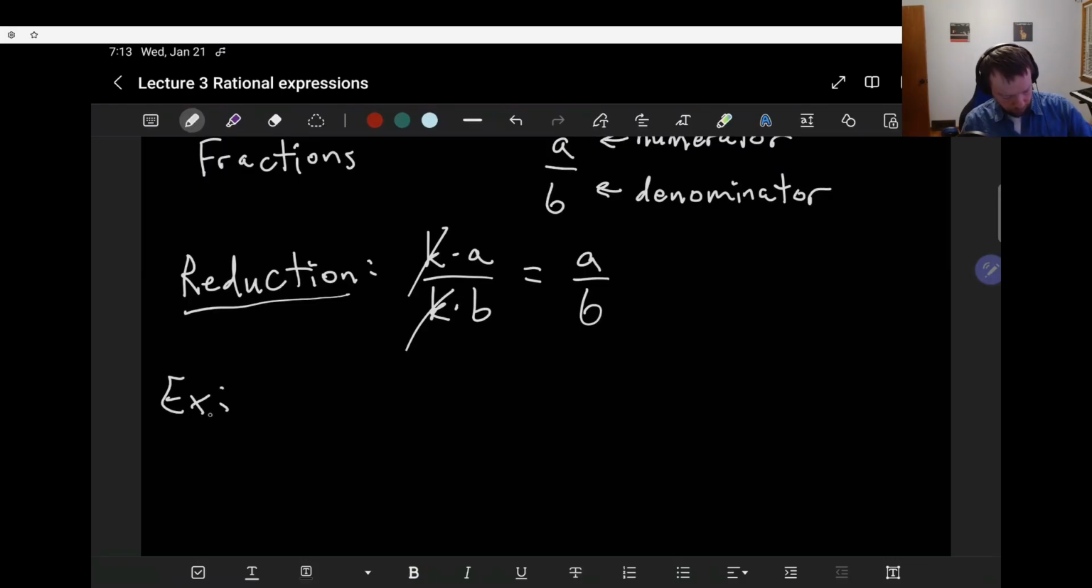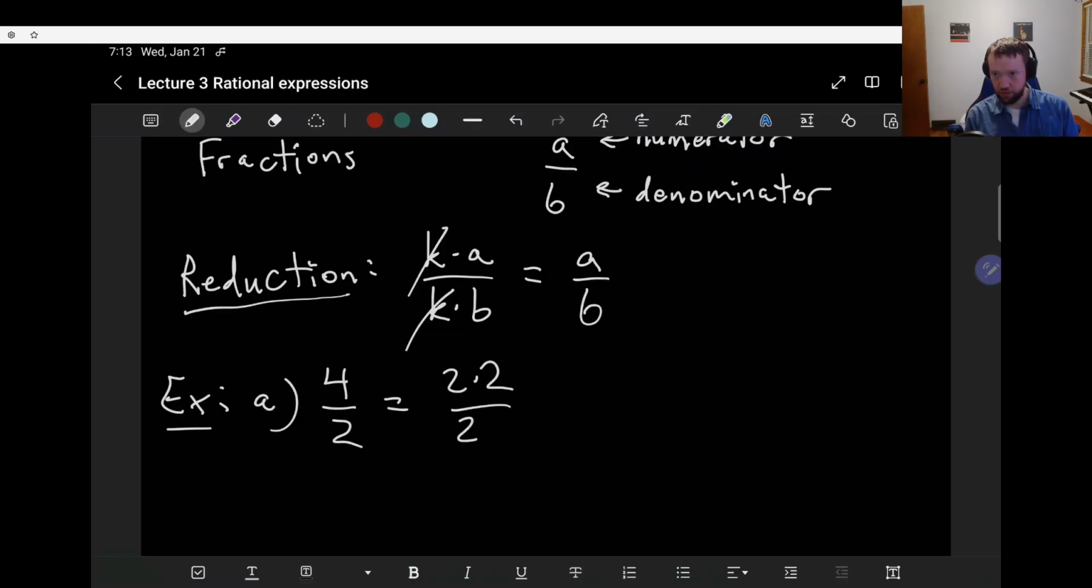So some examples. Start off with just numbers, and then we'll make it a little more complex. So 4 over 2. Well, 4 can be rewritten as 2 times 2. While I'm at it, I could also rewrite 2 as 2 times 1. The 2's cancel. And once we get to this step, the times 1, or that denominator of 1, I should say, is not really necessary. So that's just 2.